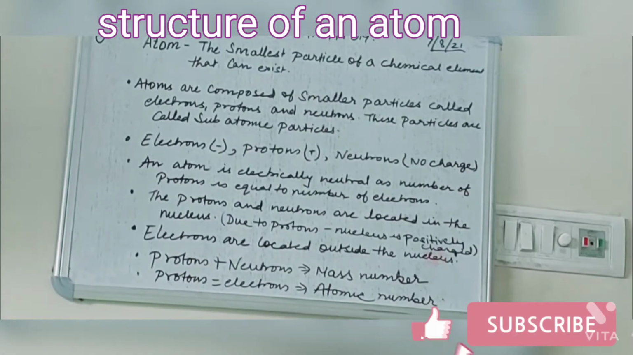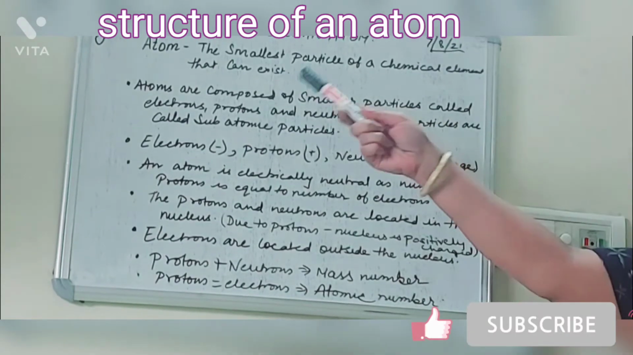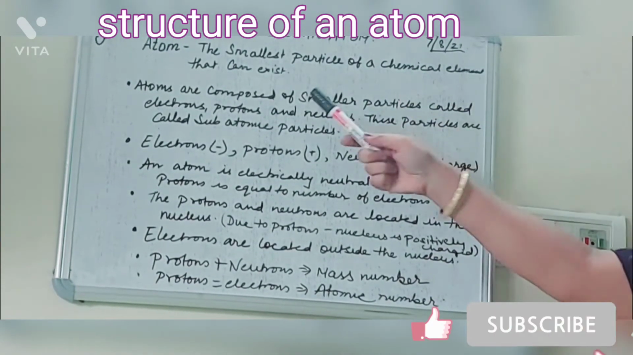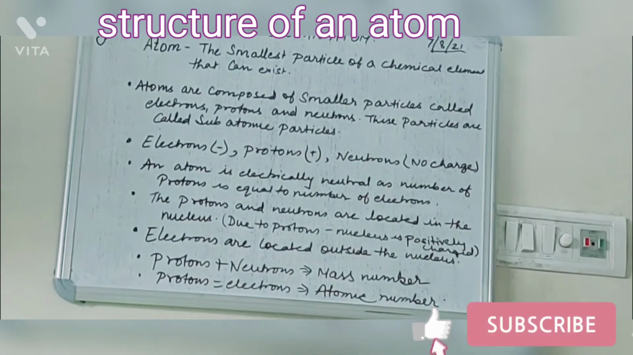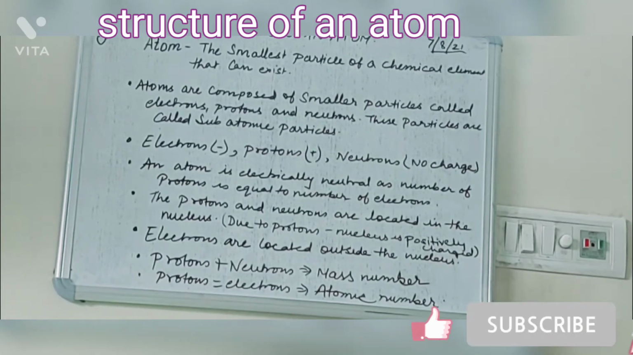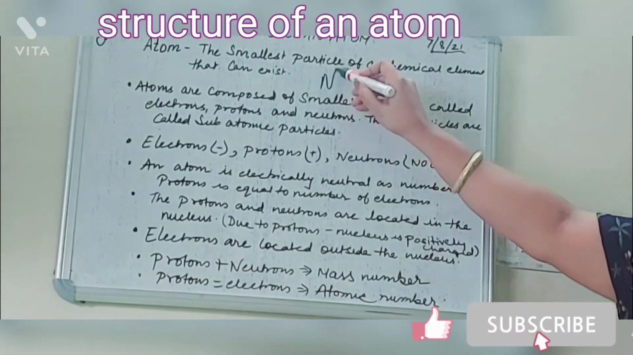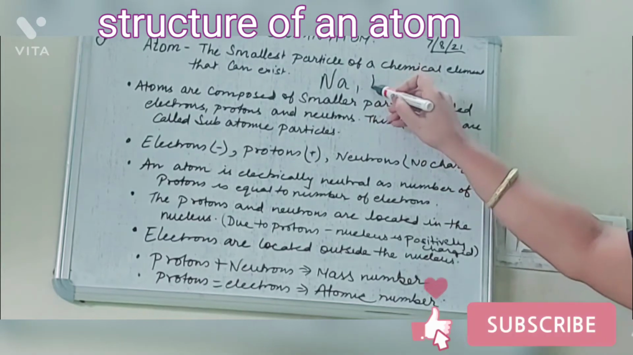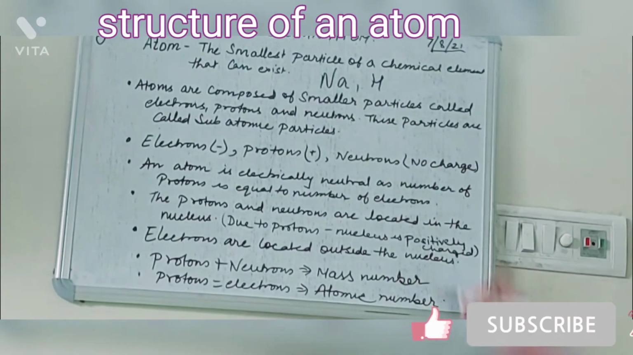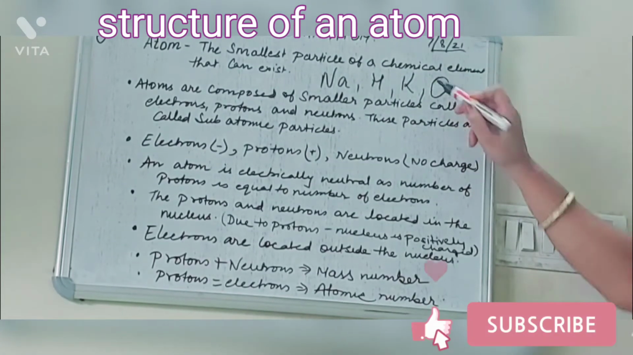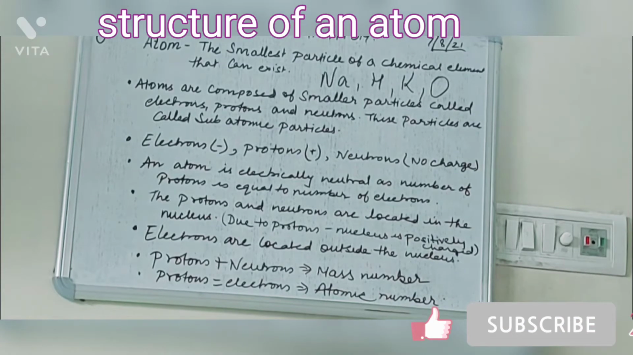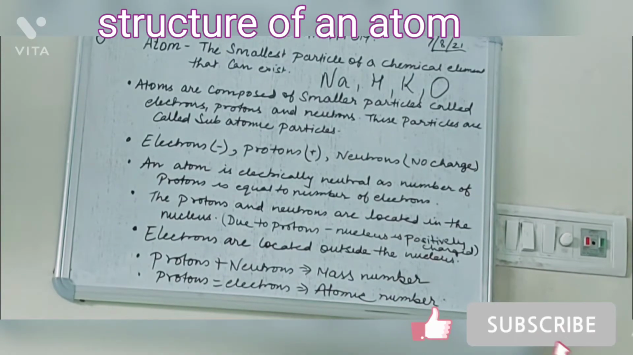So let me tell you what an atom is. An atom is the smallest particle of a chemical element that can exist. जब भी हम किसी एलिमेंट को रिप्रेजेंट करते हैं उसके सिंबल से, like we write Na for sodium, H for hydrogen, then K for potassium, or O for oxygen. So these are the atoms. Atom is the smallest particle that can exist.